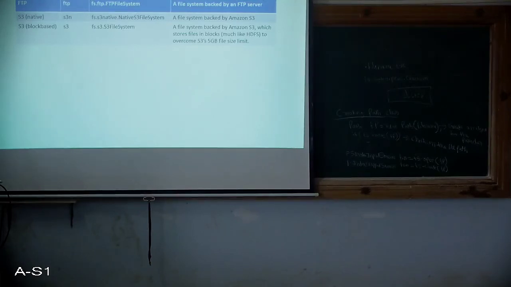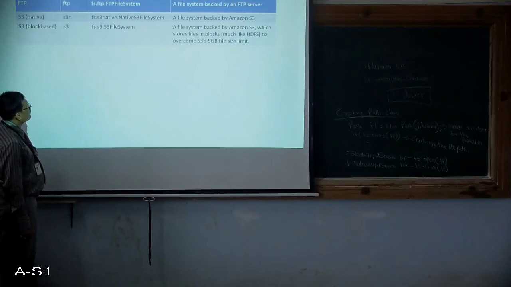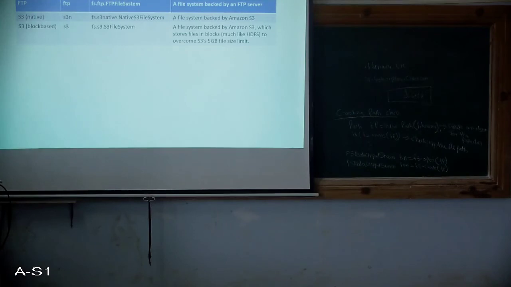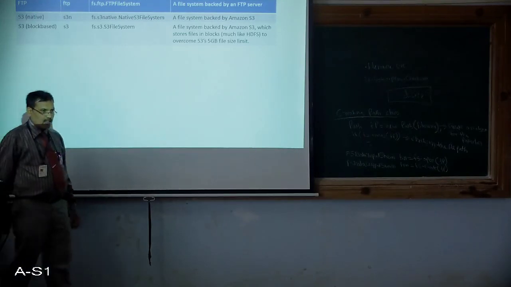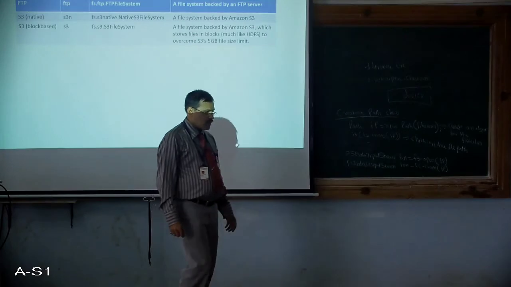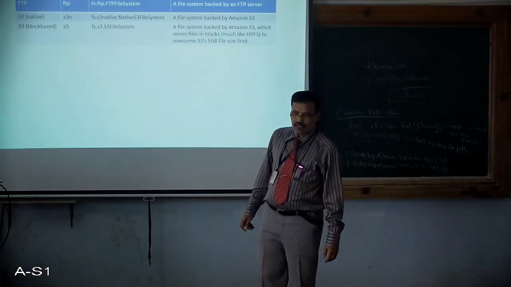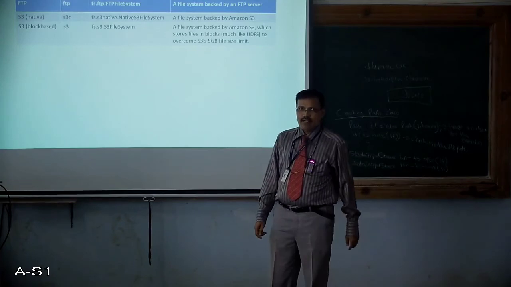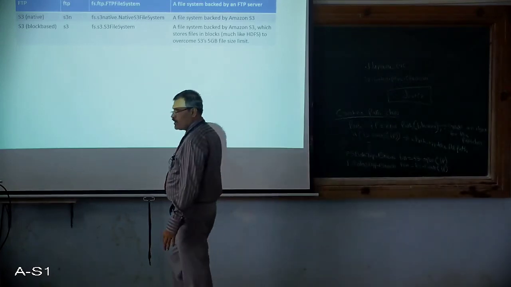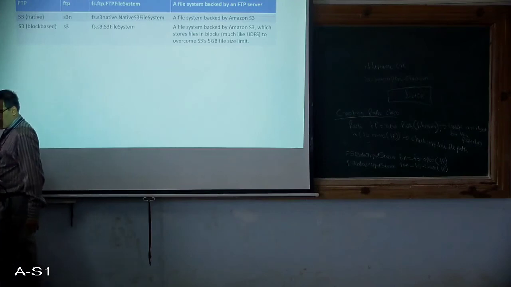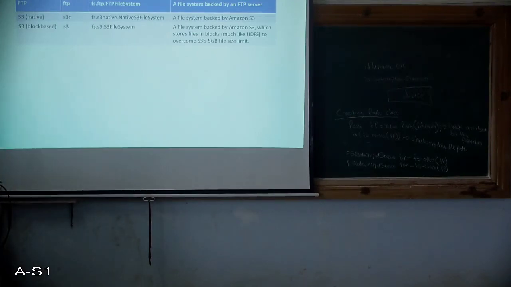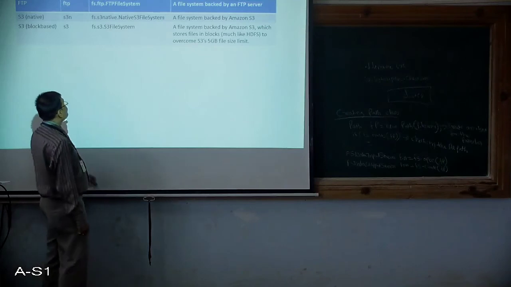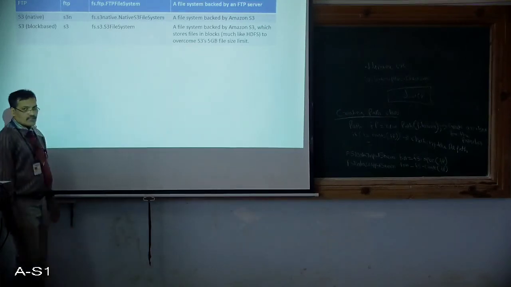Next one is S3 native. The URI is s3n, and the Java implementation is fs.s3native.NativeS3FileSystem. This is a file system backed by Amazon S3. If you have come across cloud storage facilities, Amazon S3 is one of the simple cloud storage services provided by Amazon. If we want this storage service, then we need to use this Java file system implementation.